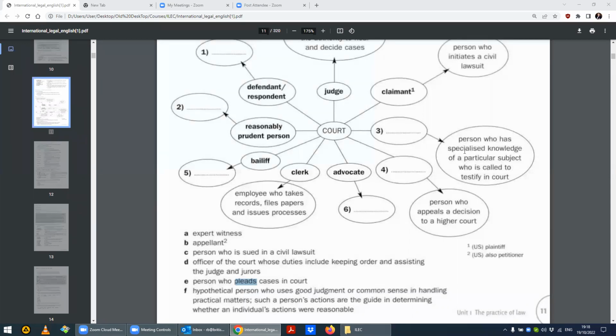A person who has specialized knowledge of a particular subject who is called to give evidence, which we say is to testify, to give evidence on oath, or to give evidence in a court, having promised or sworn on the Bible or some holy book to tell the truth. We call this evidence. And what they're giving is testimony. That's another word for evidence. Testimony, synonym. So a person who has specialized knowledge who is called to testify is an expert witness.